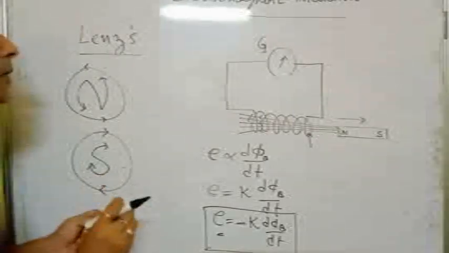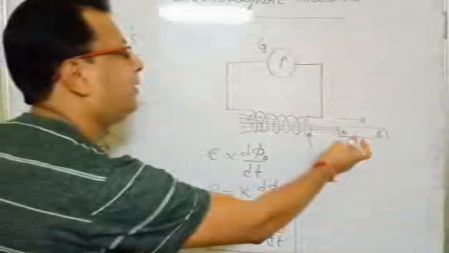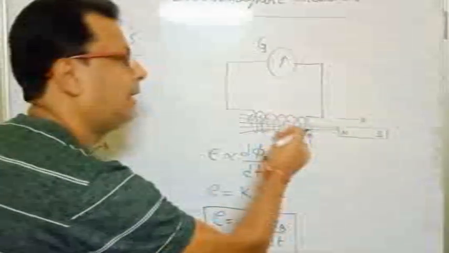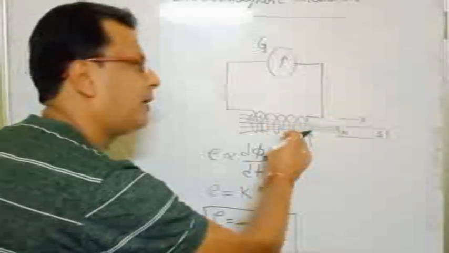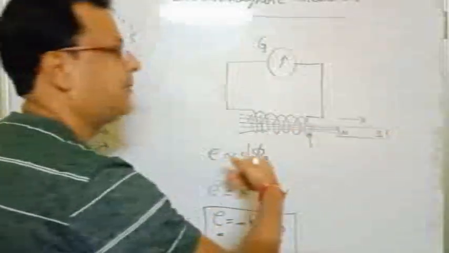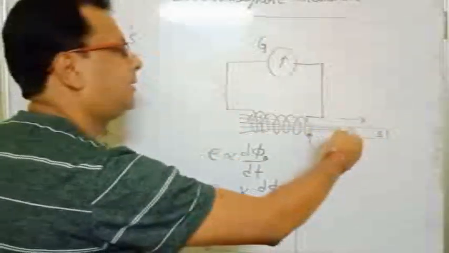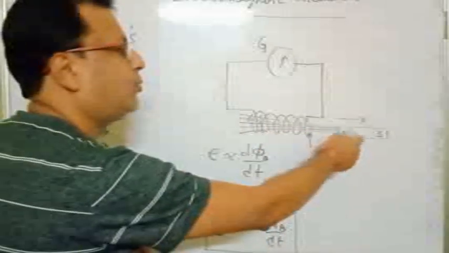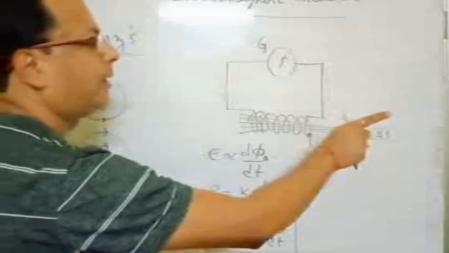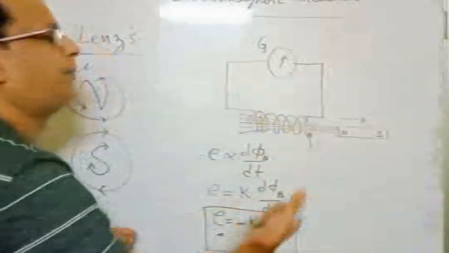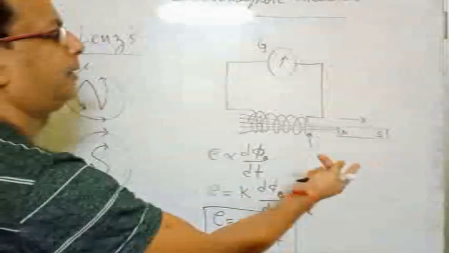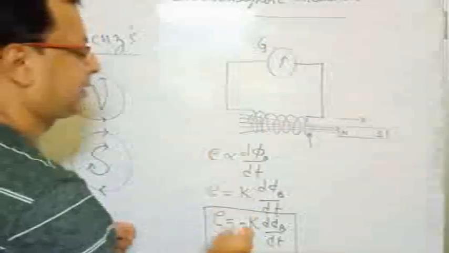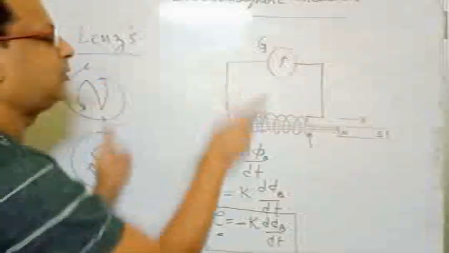Lenz's law says that this magnet is causing current to move in the coil, and the coil itself repels and attracts the magnet. This coil doesn't want this magnet to move towards or away from the coil. Because when we move towards the coil, we have to do mechanical work. When we move away from the coil, again we have to do mechanical work. So this current is generated only when we do mechanical work. This is known as electromagnetic induction.